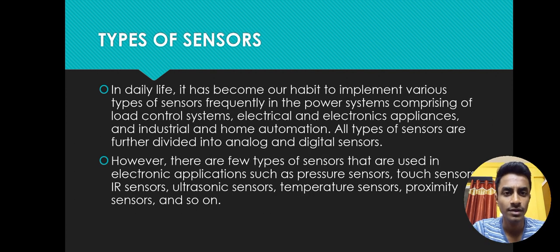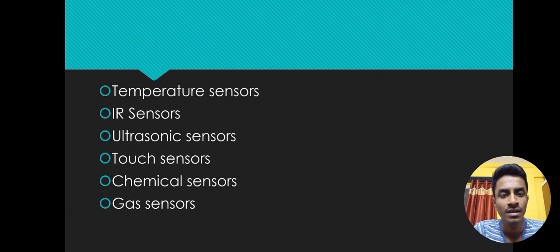It may be resistive, capacitive, or anything which is analog. Now, types of sensors. In daily life, it has become our habit to implement various types of sensors frequently in the power systems, comprising of load control systems, electrical and electronic appliances, and industrial and home automation. All these types of sensors are further divided into analog and digital sensors. However, there are few types of sensors that are used in electronic applications such as pressure sensors, touch sensors, infrared sensors, ultrasonic sensors, temperature sensors, and proximity sensors, and so on. Some of the sensors I am going to discuss in this session are temperature sensors, infrared sensors, ultrasonic sensors, touch sensors, chemical and gas sensors.